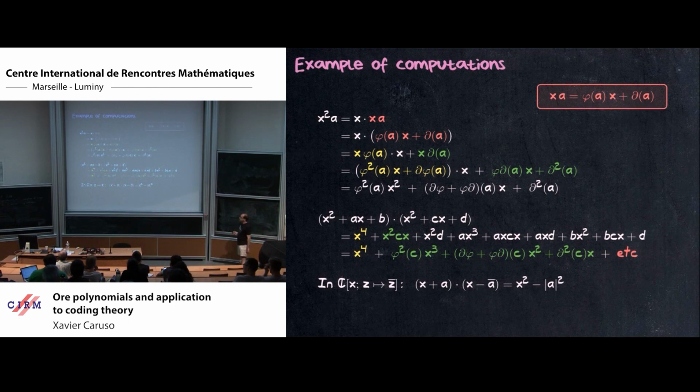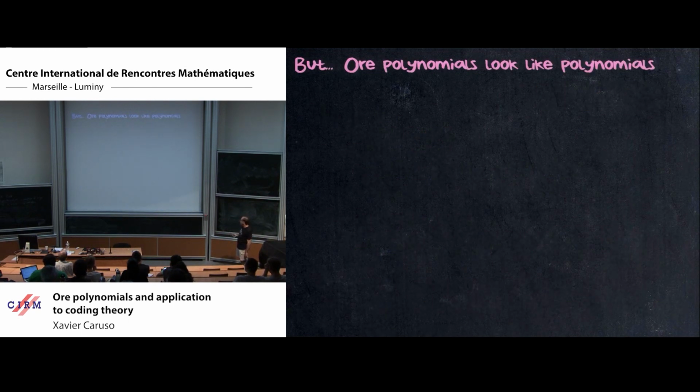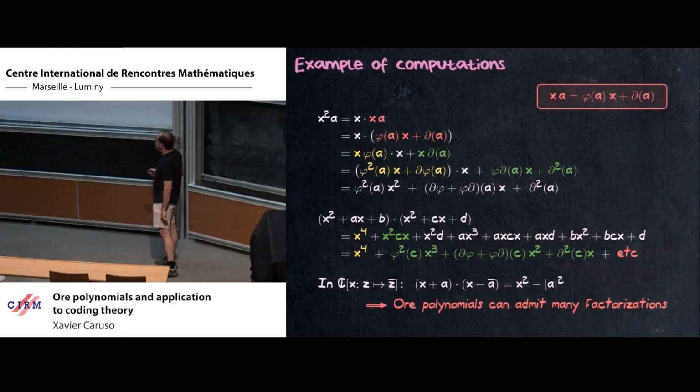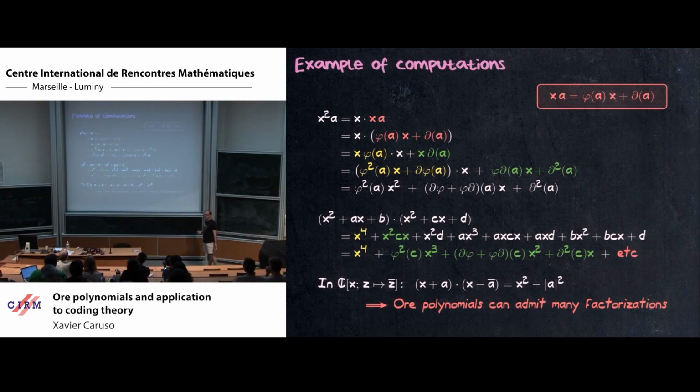Okay, so you can check this just by expanding the left-hand side. And as a consequence, you see that our polynomials can actually admit many factorizations. For instance, the polynomial x squared minus 1 in this ring factors as (x plus a) times (x minus a conjugate) for all a of norm 1. So we have infinitely many factorizations for one polynomial. So it's a bit different from standard polynomials.